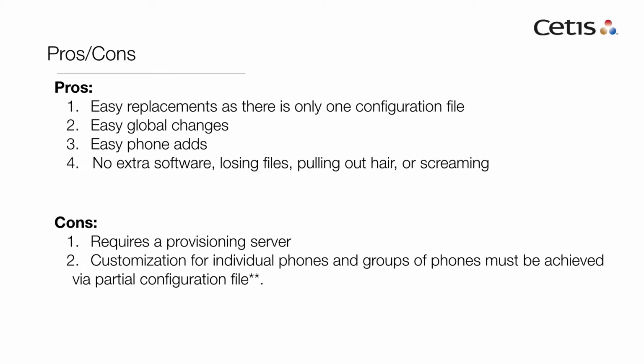Let's take a look at some of the pros and cons of the global file method while I'm waiting for this phone to boot. Some pros: easy replacements. There's only one configuration file, so you only ever have to change one configuration file. Put a phone in a room, type in the extension number, that's it. No worrying about a new config ID file, a new MAC address file. It's done. So easy global changes also. If a speed dial changes for the entire installation, change the global. You don't have to regenerate 150 files. Easy phone adds, no extra software because it can all be exported from the web UI.